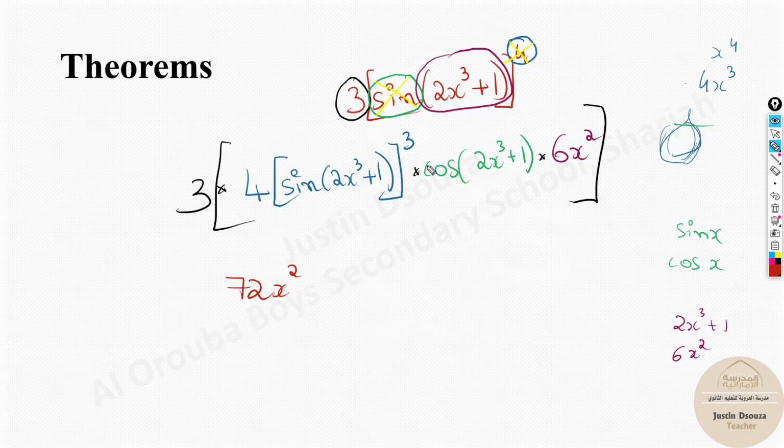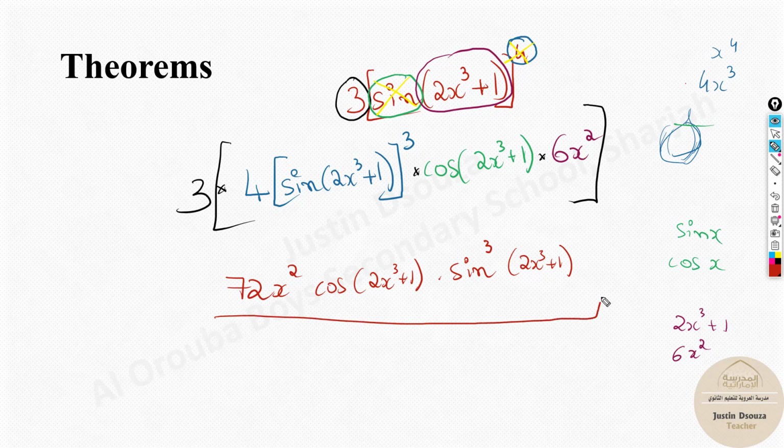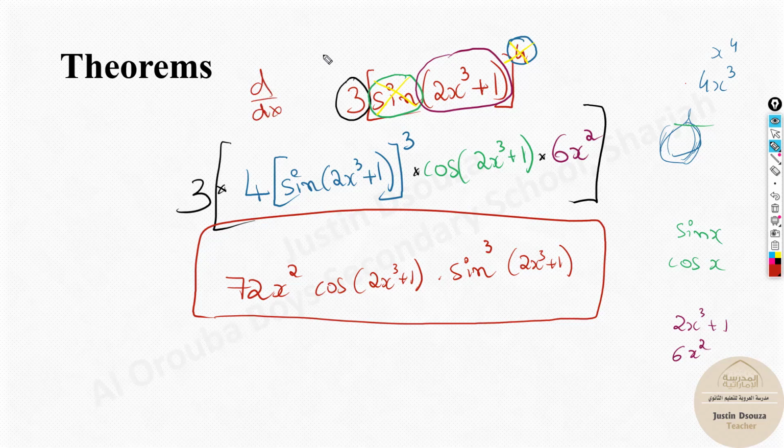Then I will write cos, because it doesn't have any power, cos of (2x cubed plus 1). And then multiply it with sine(2x cubed plus 1), the whole power 3. Or I can write sine cubed, because if the whole is cubed, it's the same thing. This is just the short form. So this is the final answer. This entire thing is the derivative: if you take d by dx of the original expression, it would be this answer.